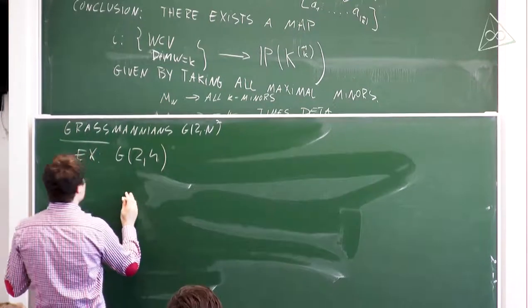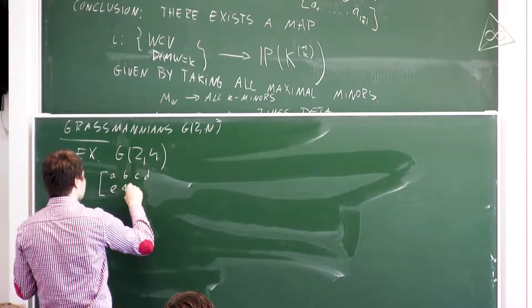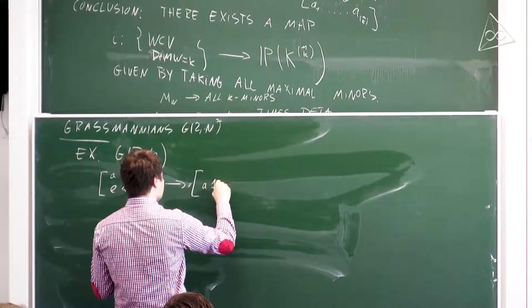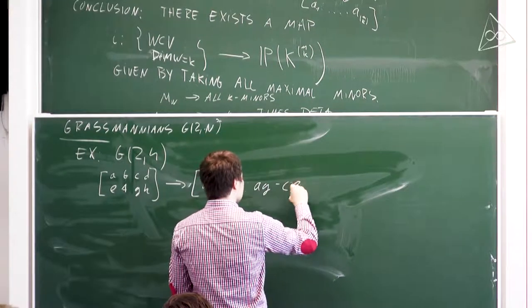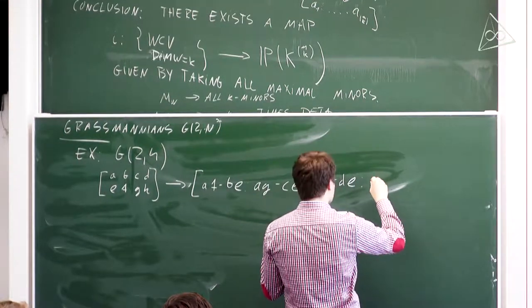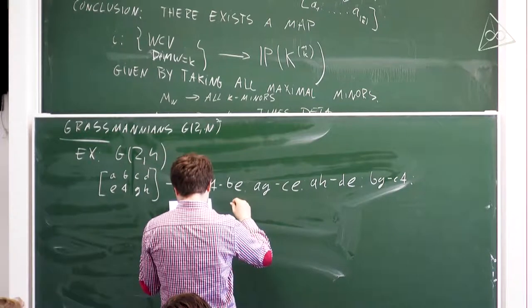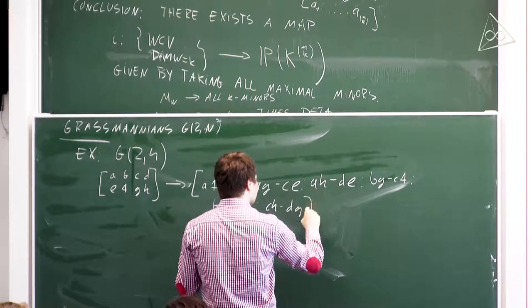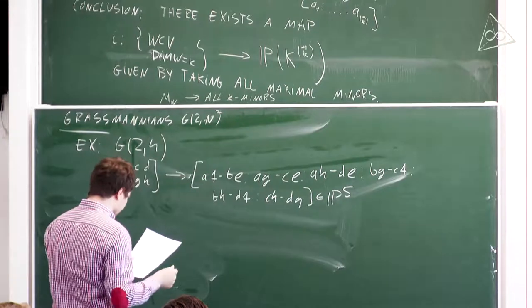So what is G(2,4)? Let's write it explicitly. It's the image of the map that takes a 2x4 matrix and takes all of its minors. If I make a mistake, please let me know. How many numbers will I get? Yes. Because that's a point in P^5. Yes? And the image of this map is the Grassmannian G(2,4).